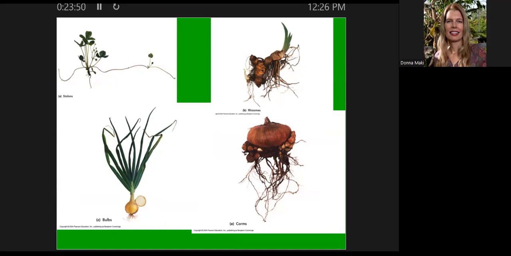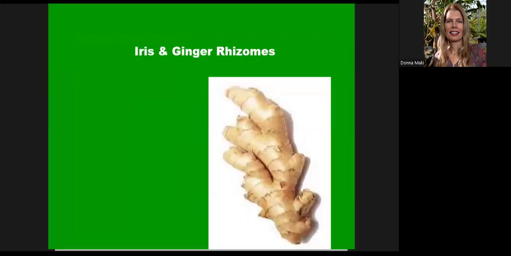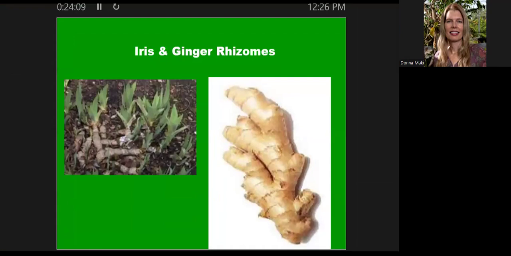And here you're seeing a ginger rhizome. So when you go buy ginger at the store, it's actually modified stem tissue that you're eating or making a tea out of. So iris and ginger rhizomes. It's stem modified, they grow underground, and they're enlarged for storage of nutrients and water.